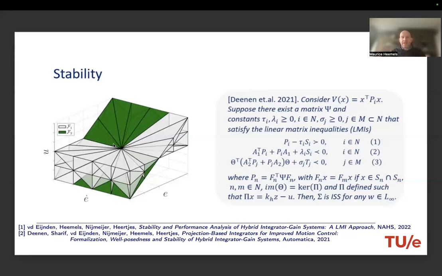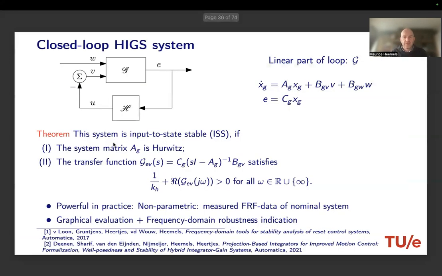Of course, you can play with how refined you make this partitioning, and maybe you can also choose in which direction you partition. Maybe you partition only in the E direction, maybe only in the U, or in the E and the U direction. Maybe involve the E dot direction as well, or maybe the full state space, of course at the cost of more computations. So this is one approach: following an LMI, piecewise quadratic Lyapunov function approach to certify stability or input to state stability.